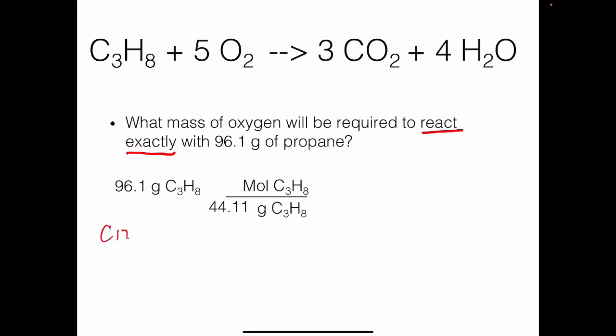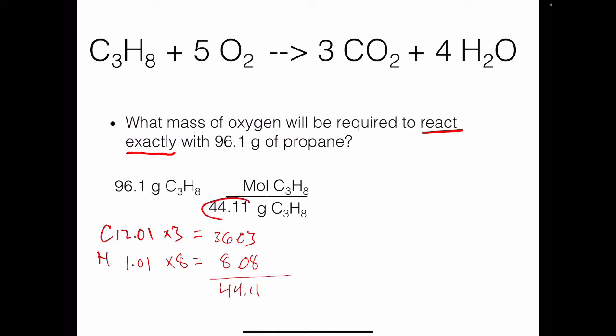We know carbon is 12.01 grams per mole, and there are 3. So this gives us a total of 36.03. And then for hydrogen, we know we have a mass of 1.01, but in this compound there are 8, which means 8.08. So we add this up and we get a total of 44.11. So that's this number right here. That is the number of grams per 1 mole of this compound. That's what we get when we calculate molar mass.